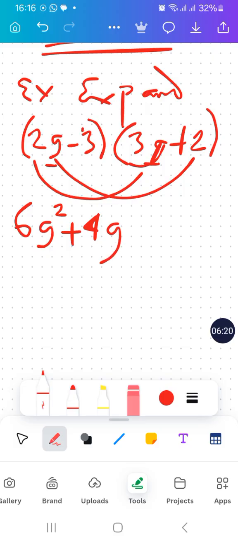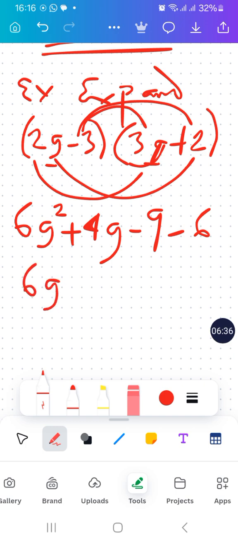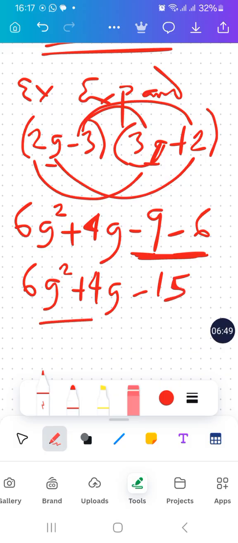Then you go ahead with your nose. Minus 3 multiplied by 3g is minus 9g. Then minus 3 multiplied by plus 2 is minus 6. So those things that look alike can be brought together. This is g squared, while this is ordinary g. You cannot add them together. So we have 6g squared plus 4g. Then minus 9g and minus 6: they are both negative. I'm owing 9 naira, I'm owing 6 naira. How much am I owing altogether? That should be minus 15. And this brings you to the end of the expansion.